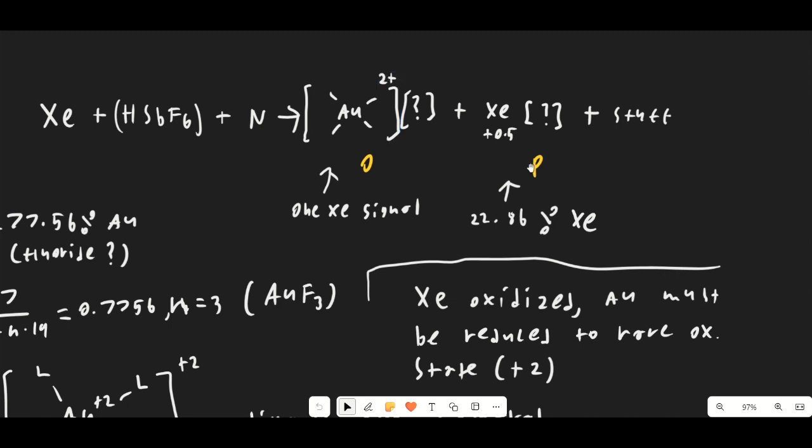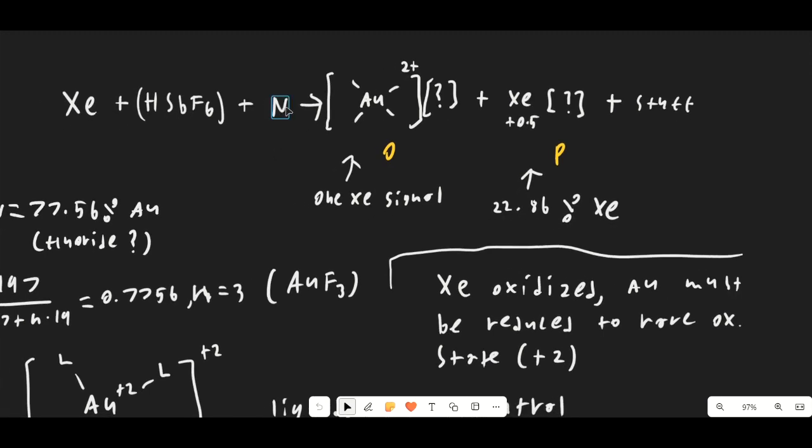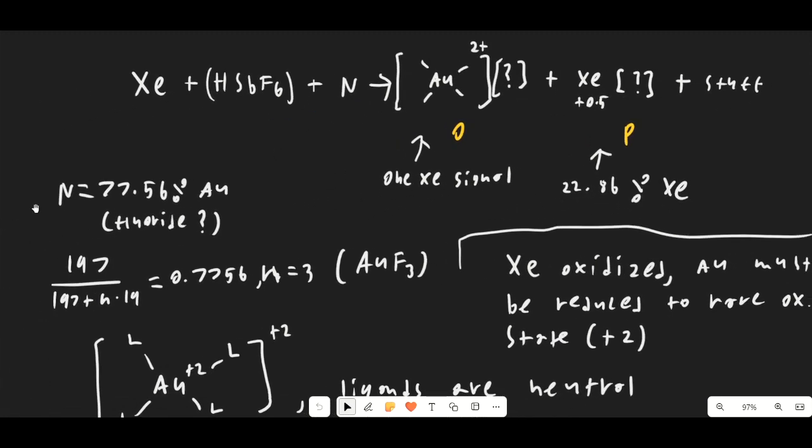Then our compound P has 22.86% Xe and has Xe in a plus 0.5 oxidation state, and we also probably have some other leftover products. So first we have to find out what this compound N is. We know that it's 77.56% gold, and a good guess, from what all the other things have been in this problem, is to guess that this is a gold fluoride. And it turns out that when we assume that this is a gold fluoride, we get that it's AuF3, looking at the mass percent here.